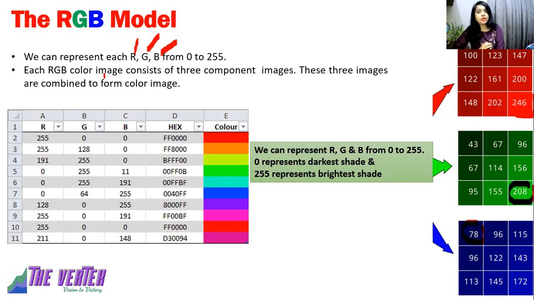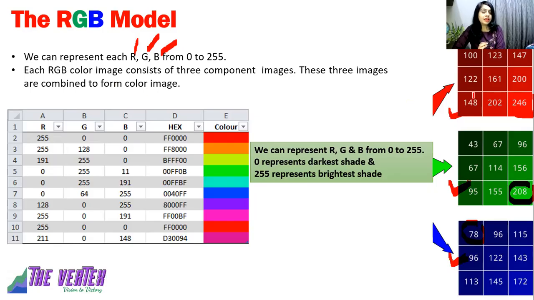So every RGB color image consists of 3 component images. That means every color image is the addition of these 3 images, 1, 2, and 3. That means each color image is the addition of a red plane, green plane, and blue plane. And when we add these 3, we get a color image.